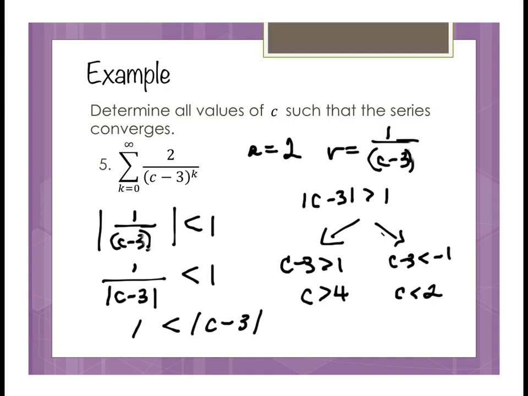So if I have a C value greater than 4, or a C value less than 2, I will end up with a value in the denominator that is bigger than 1, so that my fraction will be less than 1. Okay? Any questions on this? This one's algebra is probably years ago for you at this point, because you've had a lot of math since then. Okay.